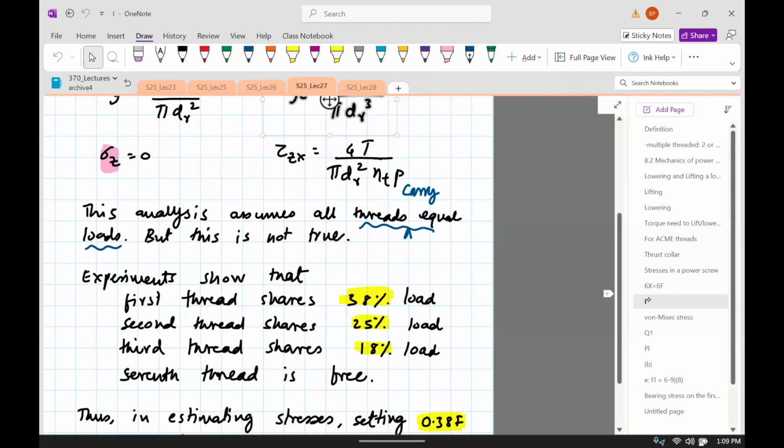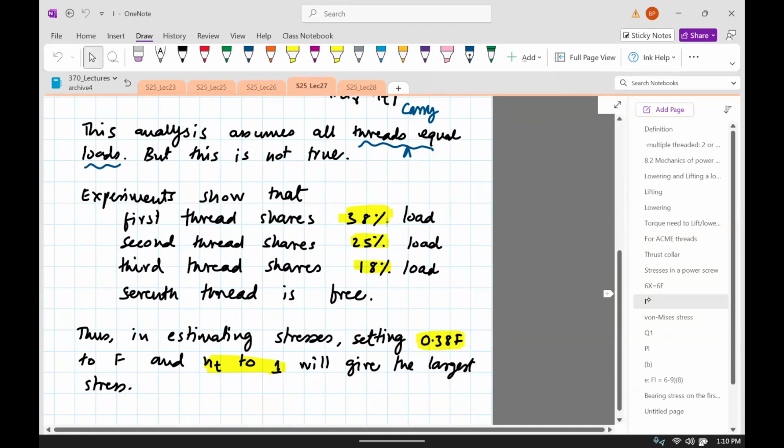So we know from experiments that the first thread shares 38% of the load. So not all the force which is coming onto the screw is taken by the first thread. It's distributed 38%, 25%, and if you add all of them, they should come out to 100%, right? For the first thread, and we don't really care about the second, third stress. The first one which fails is the one which we are going to design for, right? The first thread is more important.